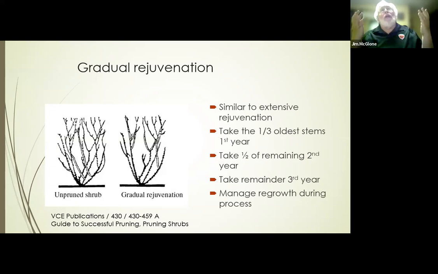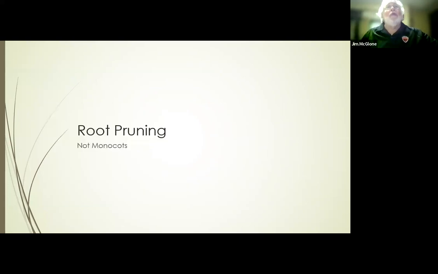If you don't get a good response, you can stop after you take 1/3. If you do get a good response, then you go in the second year and you take half of what's left. And then the third year, you take the rest of it. And as you're going through this process, you want to manage that regrowth to keep good shape on that shrub. So before we get into root pruning, are there any questions?